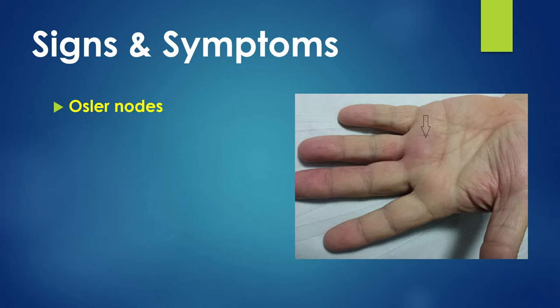Another really common one is Osler nodes. These are painful, tender nodules on the pads of the fingers and toes.